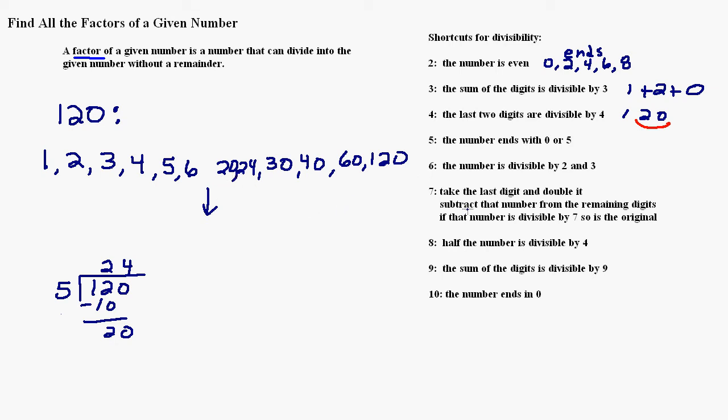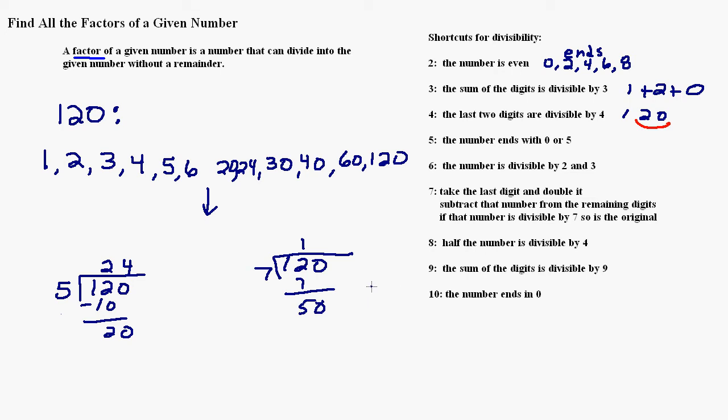Now 7. 7's kind of a weird little trick. Of course, what you could always do is just divide it by 7. And sometimes that's faster. That's usually what I do with 7. But this is a trick that works. It's kind of interesting, if nothing else, and I'll go through it. But 7 goes into 12 one time with 5 left over, and 7 doesn't go into 50 without a remainder.